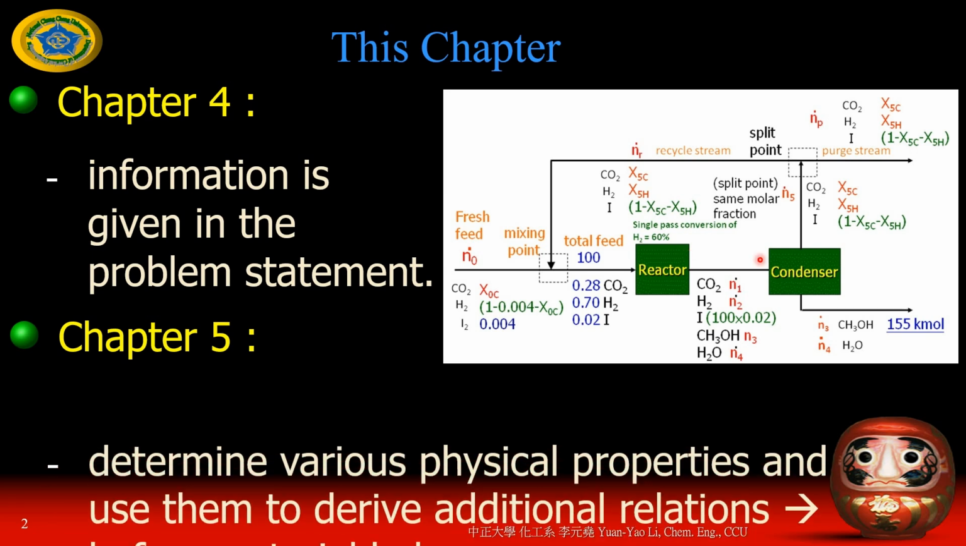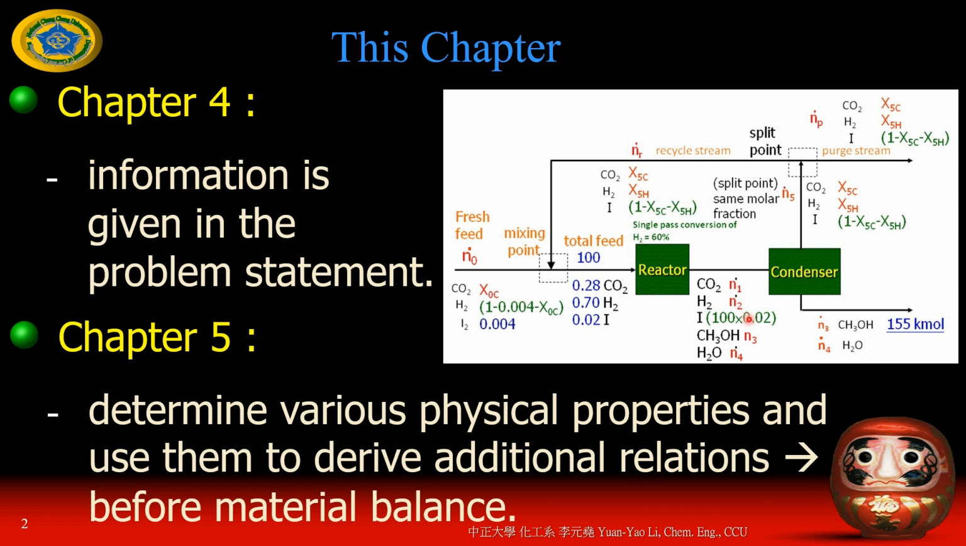In chapter 5, we want to remove some of these unknowns, and we provide you more information regarding the specification, for example, single pass conversion. But in chapter 5, we want to determine various physical properties. In order to do the DOF, you have a number of unknowns, right? And you need to find equations.